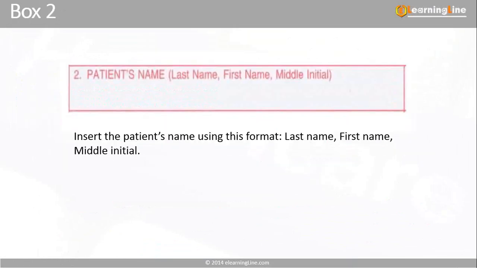Patient name, very simple: last name, first name, middle name, and that's how the sequence has to be. It has to be last name, first name, middle name, because when it is fed into the system, the system is expected to look for last name, first name, and middle name. But if you have put in first name, last name, middle name, that is going to create a problem, because the system will not be able to locate your record since your first name and last name are swapped.